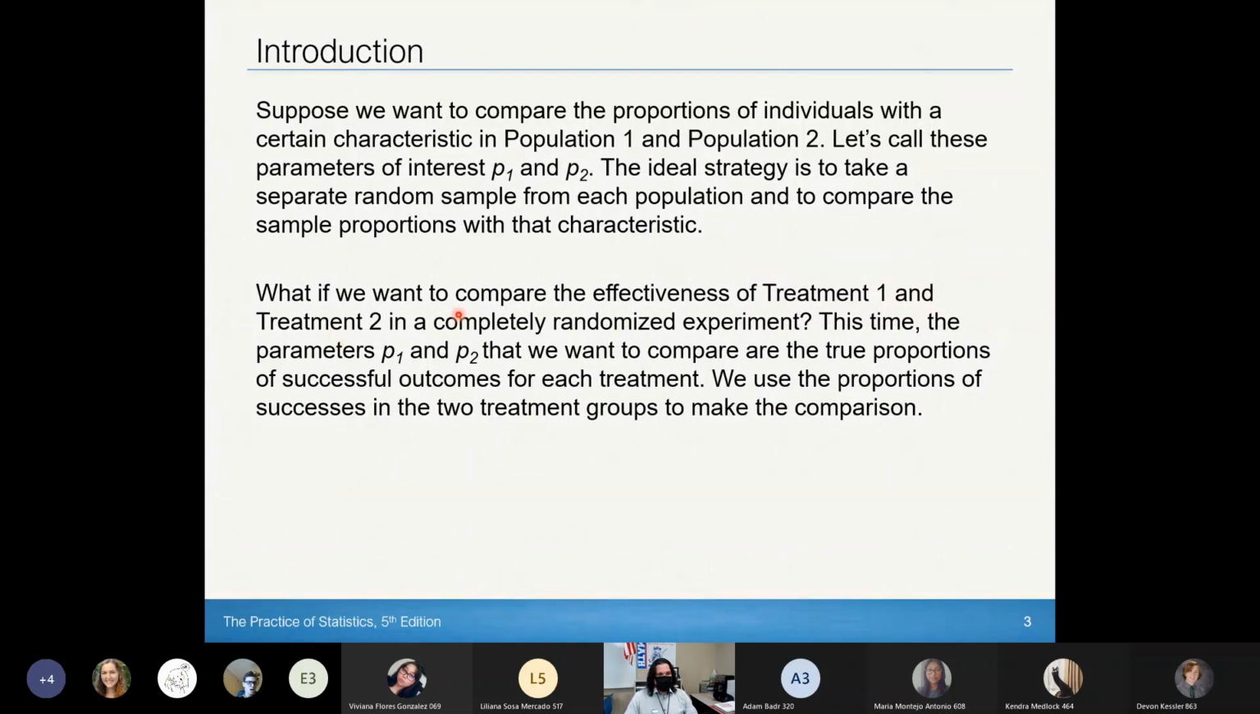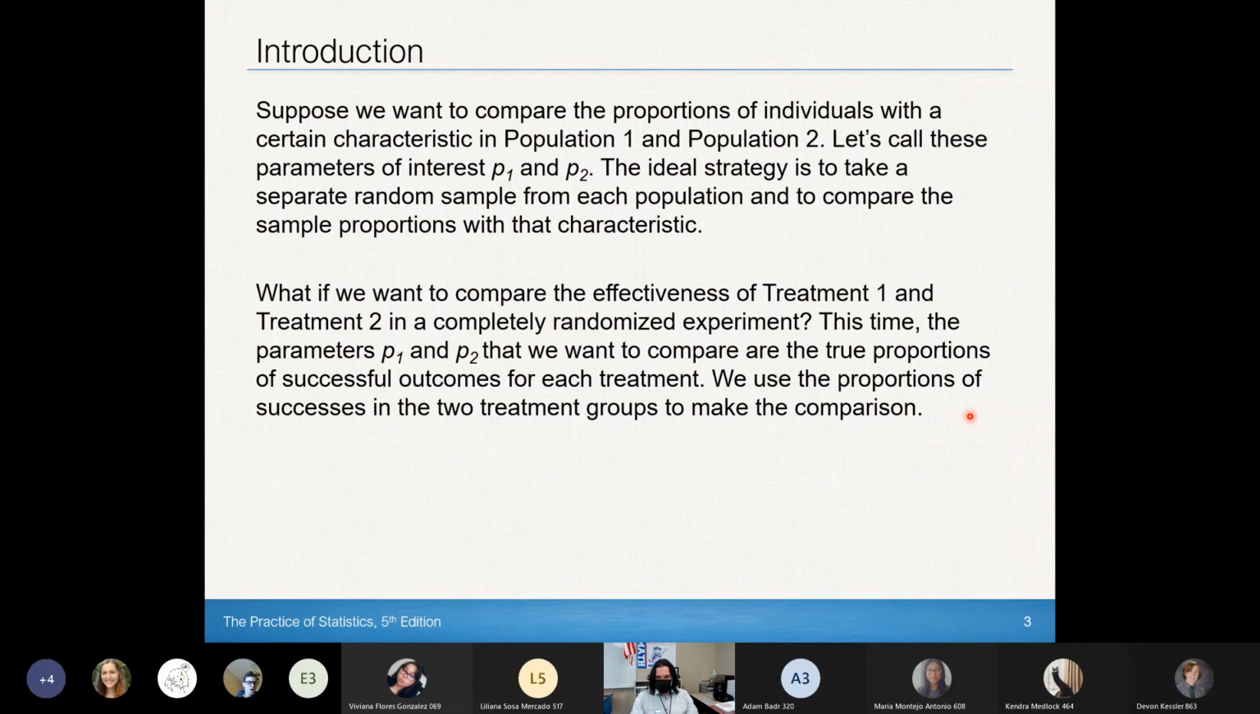What if we want to compare the effectiveness of treatment 1 and treatment 2 in a completely randomized experiment? This time the parameters P1 and P2 that we want to compare are the true proportions of successful outcomes for each treatment. We use the proportions of success in the two treatment groups to make the comparison. Right? And so in this case, this is an experiment setting, and we're testing the two different treatments. One could be no treatment, and one could be some new thing that they're testing, like placebo and new drug. Right? What's the percent of effectiveness?